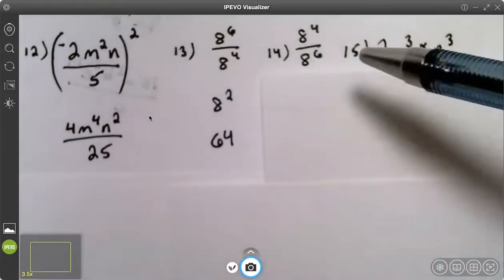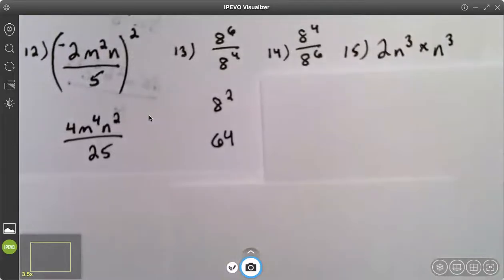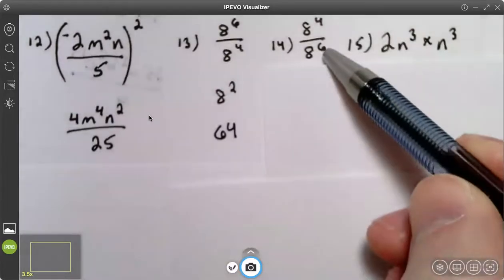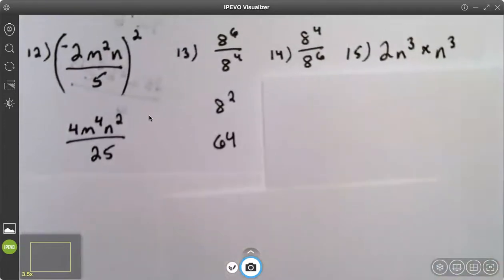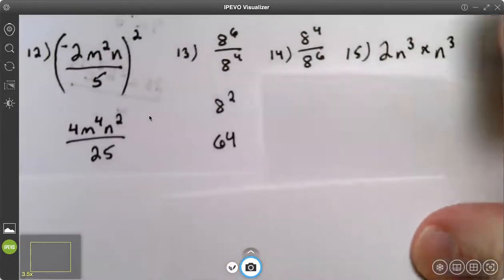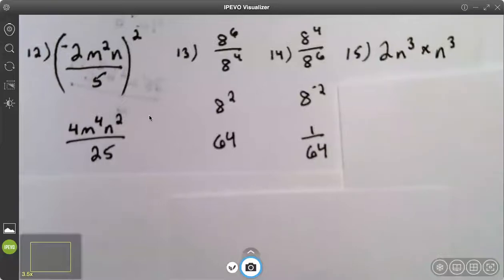Number 14, I have a common base of 8. I subtract the exponents. I get negative 2. I could write the reciprocal of it, or I could just think about I have 2 more on bottom than I do on top. My bigger exponent's on bottom, so I just subtract 6 minus 4, and I get 2 on the bottom. Either way, you'll end up with 1 over 64.